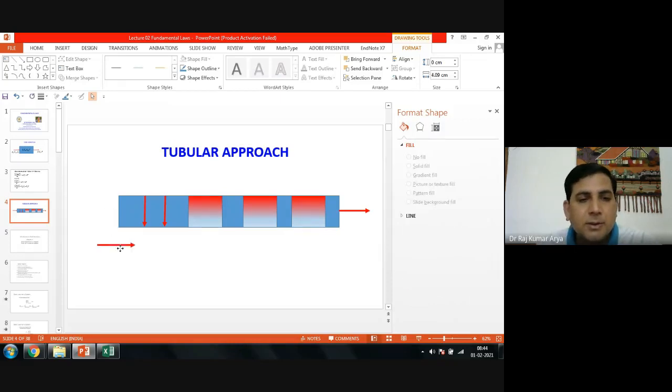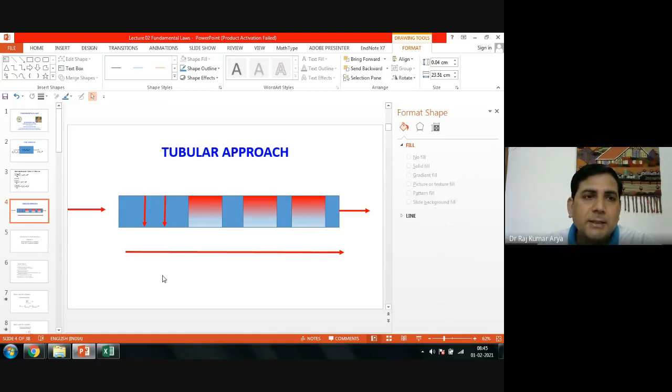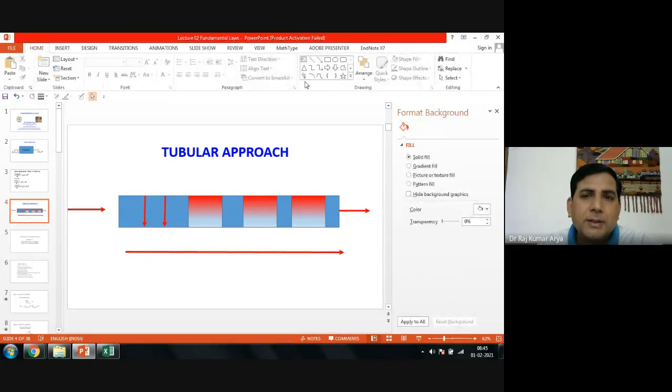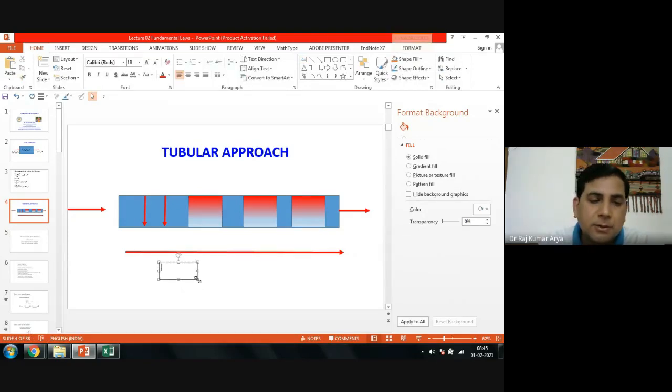Let's say this one is your length. As you move to this side, your parameter will change with respect to this length coordinate here.